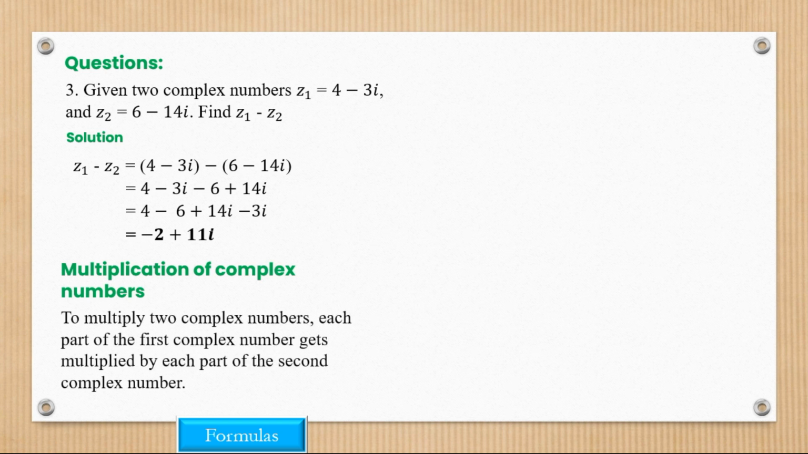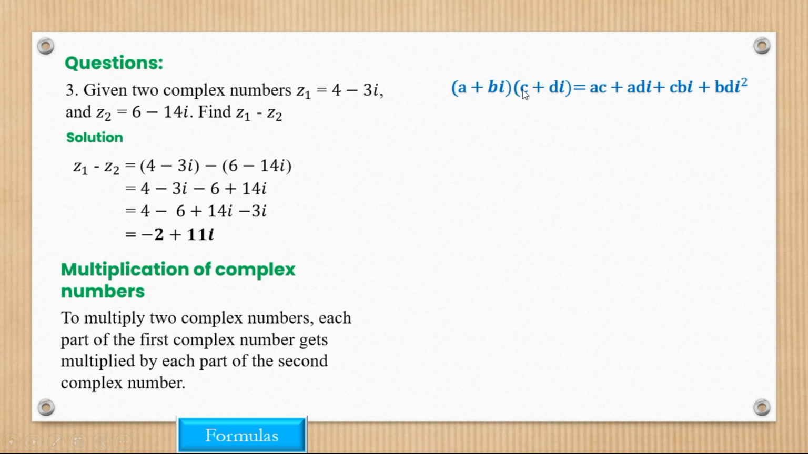So to multiply two complex numbers, each part of the first complex number gets multiplied by each part of the second complex number. So here's an example. We have this complex number here multiplying this complex number there. As we said, each part multiplies each part of the other complex number.